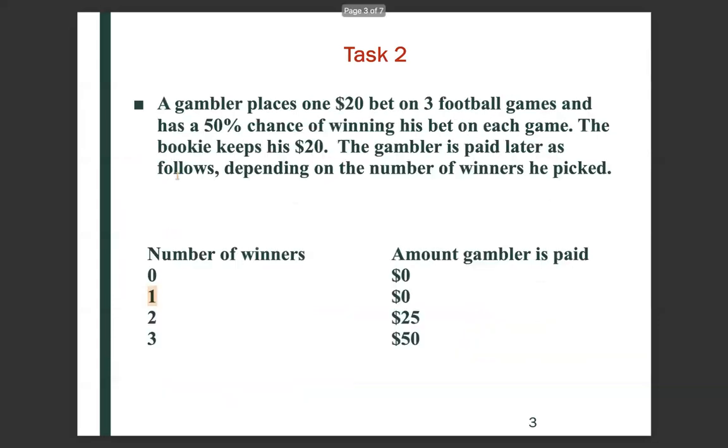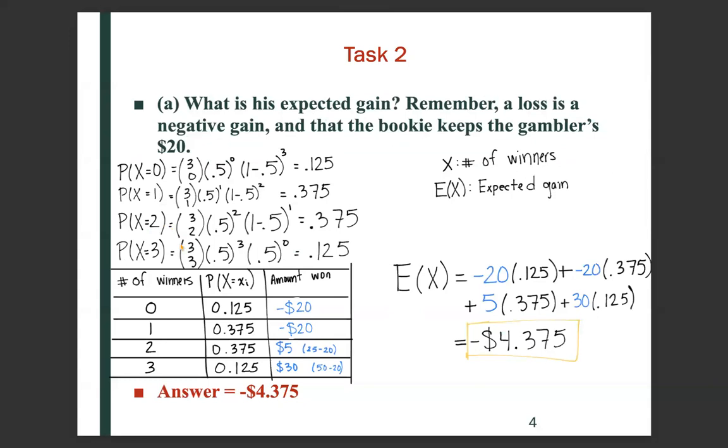And then what about when x equals 2? So that'll be 3 choose 2. The success probability is 0.5 to the power of 2, and then 1 minus 0.5, this is the failure probability, and then 1 of the 3 is failure. So then that equals 0.375.